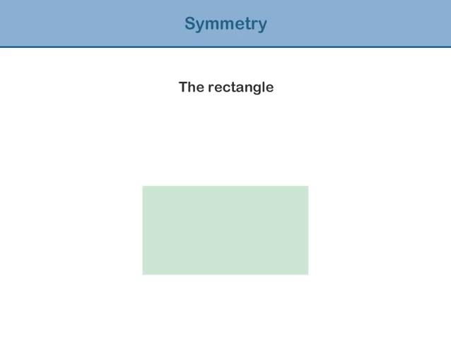Shape 2. The rectangle. How many lines of symmetry does a rectangle have? We can fold a rectangle down the middle, widthways. We can also fold a rectangle across the middle, heightways. Therefore, a rectangle has 2 lines of symmetry.